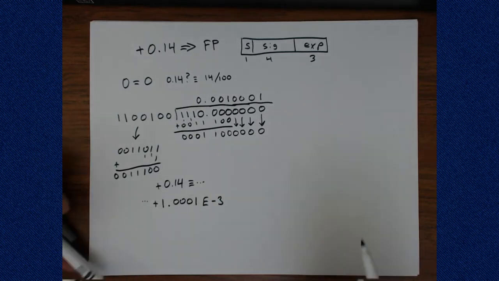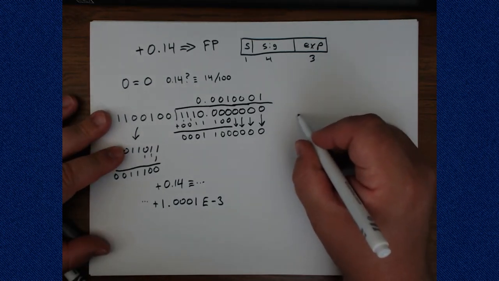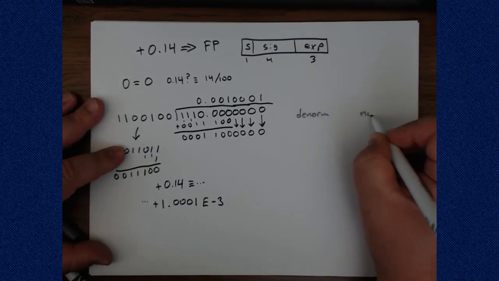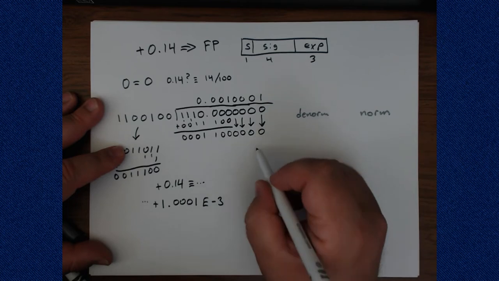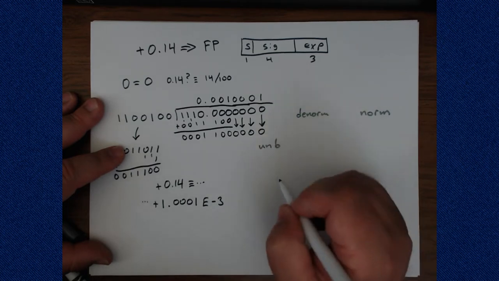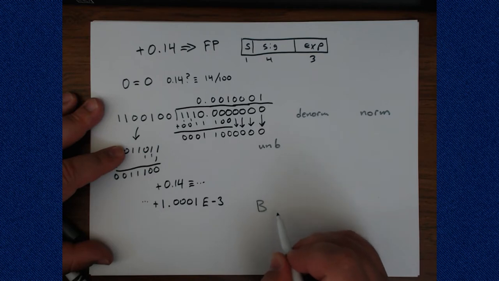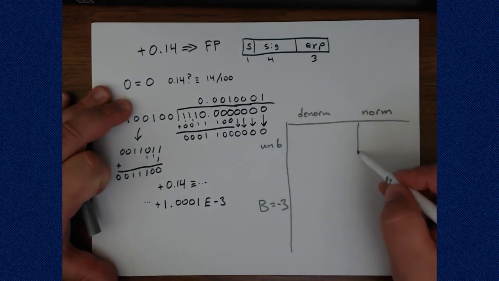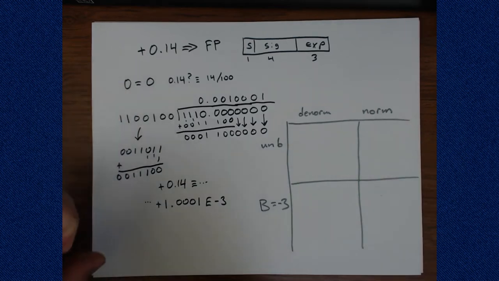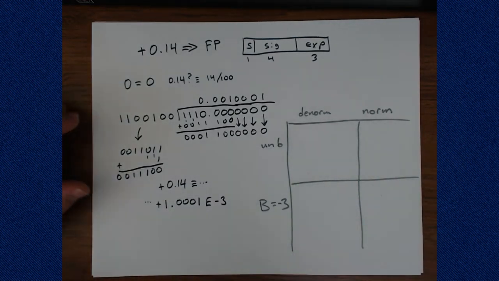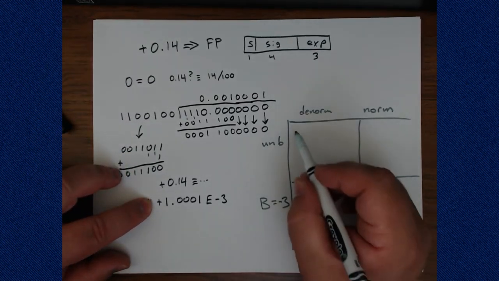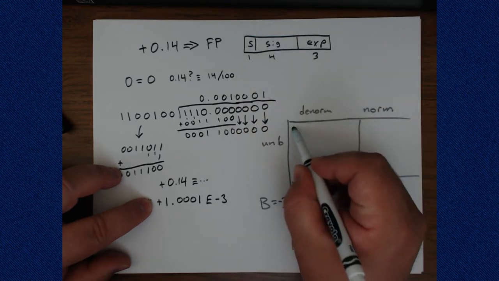All right, now we just need our fancy table that holds denormalized significands, normalized significands, unbiased exponents, and biased exponents, and it was -3 that we used before, so I'll use -3 again here. And we're just going to fill in this table and be done with it. So this is a positive value down here that we're trying to get in. And so all of these are going to have a sign bit of 0.